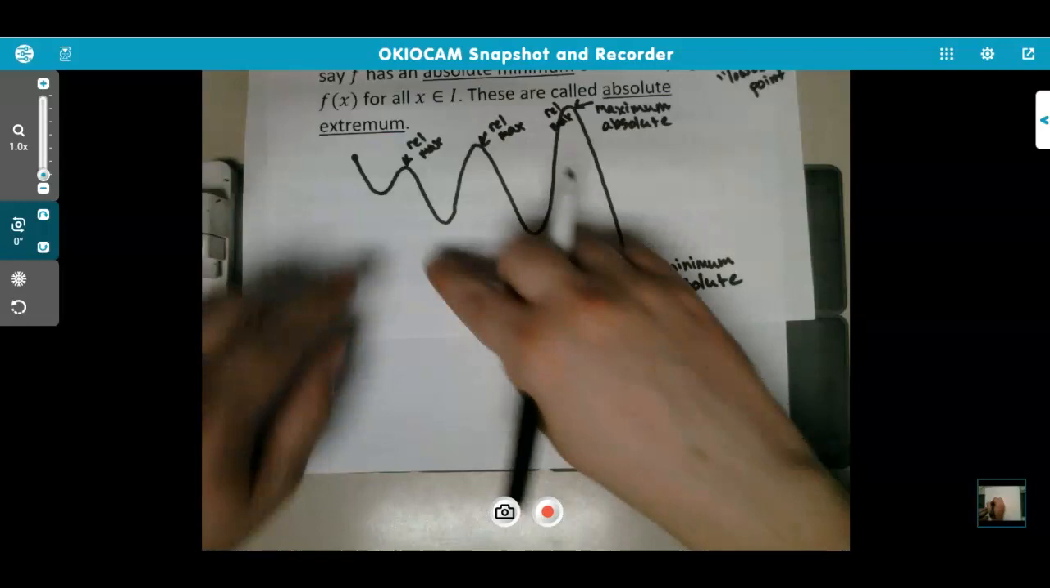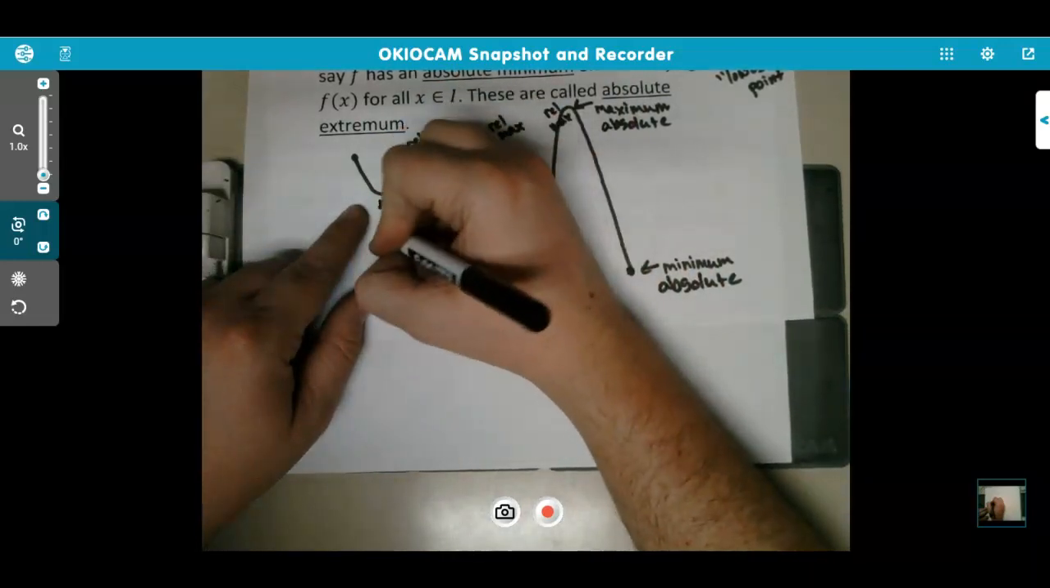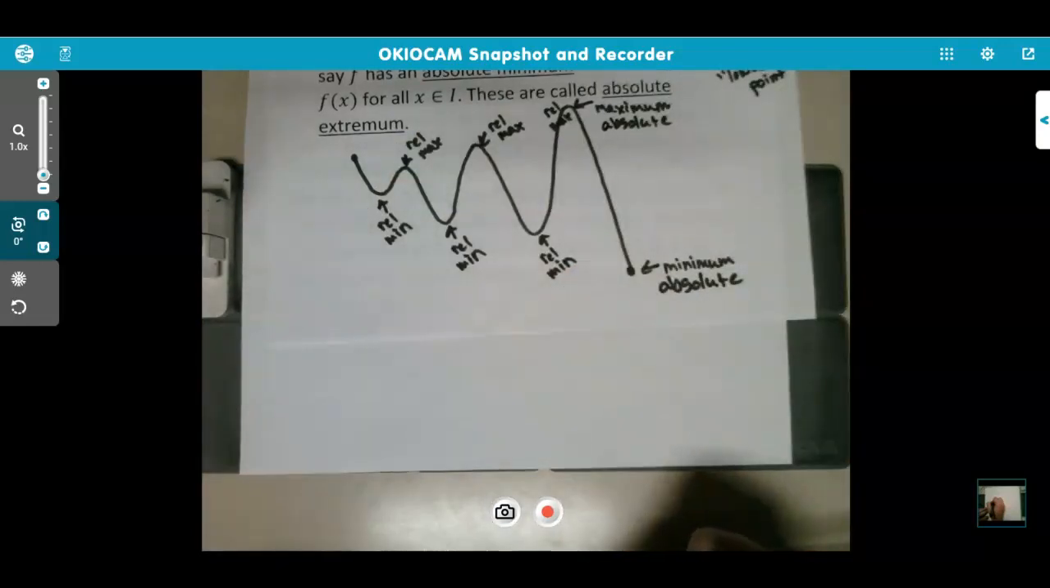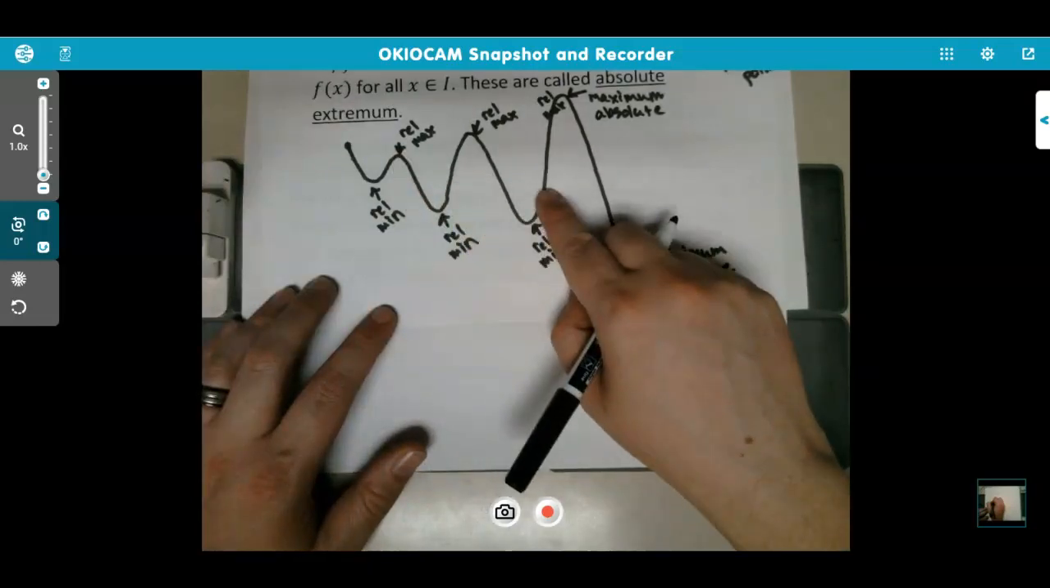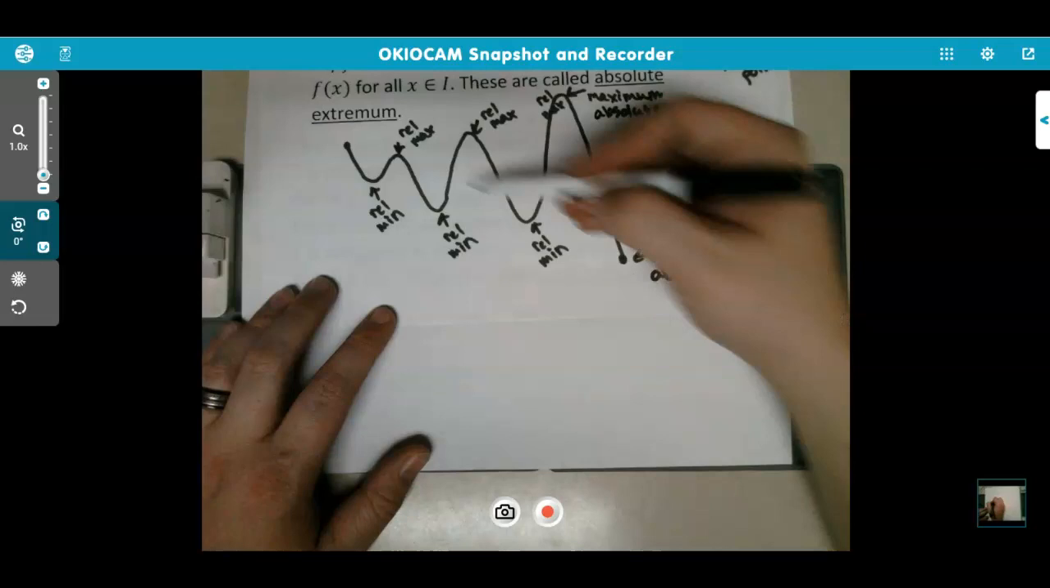Same thing here. There's a little trough right here. So this is a relative minimum. Same thing here. Relative minimum. Same thing here. Relative minimum. But notice the absolute smallest point isn't any of those troughs, right? It happens to be this point where I stop, because this is the absolute smallest point on that graph.